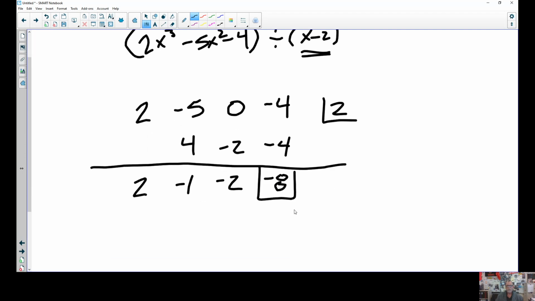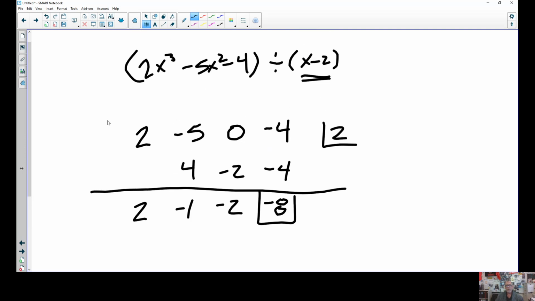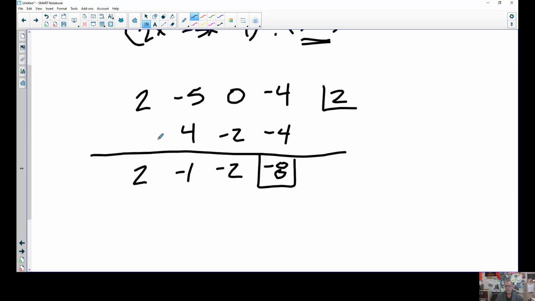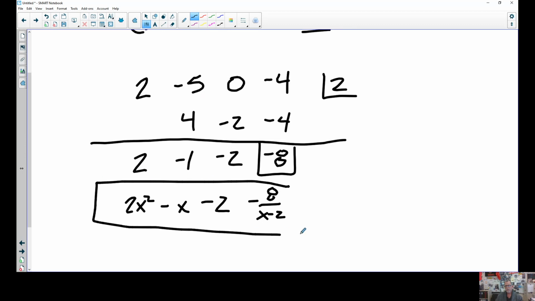So now, what do we have? Again, we started out with cubed, right? So when I divide by a degree 1, it's going to come down by 1. So these are the coefficients of my solution. And my solution would be now 2x squared, because we come from cubed, minus x minus 2 minus 8 over my x minus 2. So we get the same solution we did before, and we're good to go.